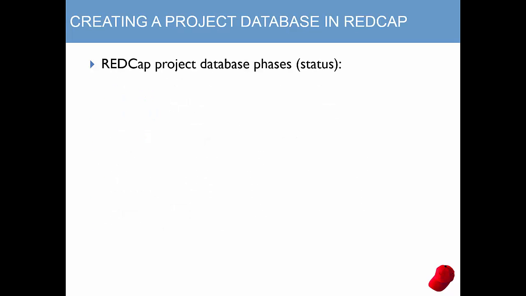A REDCap project database has multiple stages. The first stage is development. Here is where you're going to create your project and edit your database forms. You're going to want to test your database as much as you can to make sure that you're collecting all the information that you're going to need and that the flow of information works well for your project. You're also going to want to make sure that any additional special things you do, like branching logic or calculated fields, are working correctly.